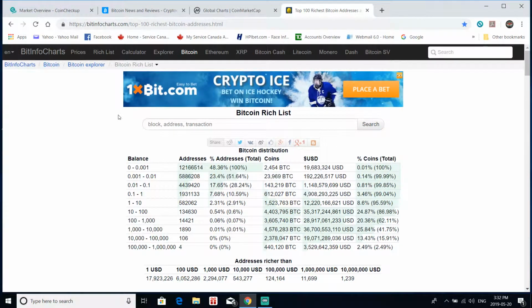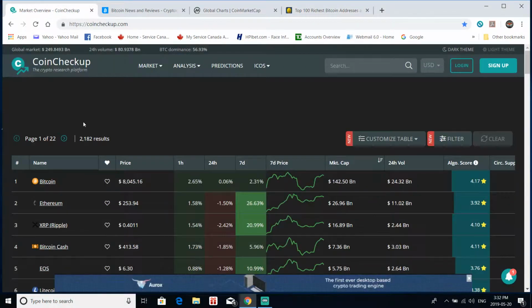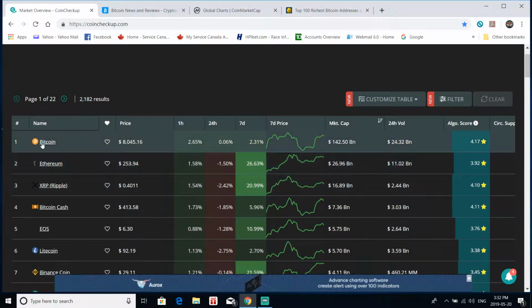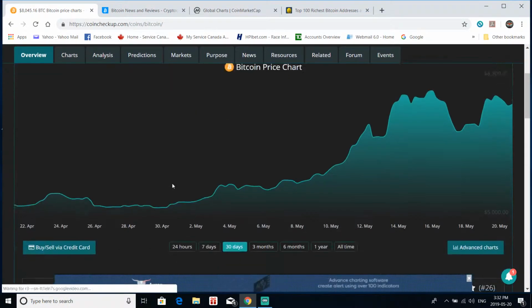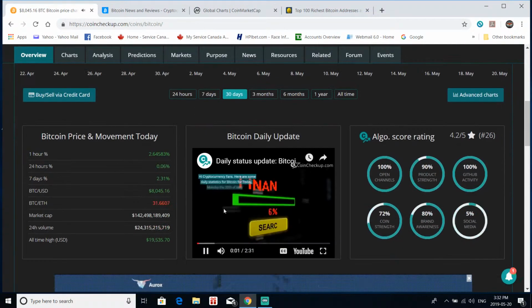It's all right here for us. Everything's right here. Coin Checkup, come anything you want. You want to learn something about Bitcoin? Come and click on Bitcoin. Everything is here. This is hands down the best for cryptocurrency fans. Here are some daily statistics.